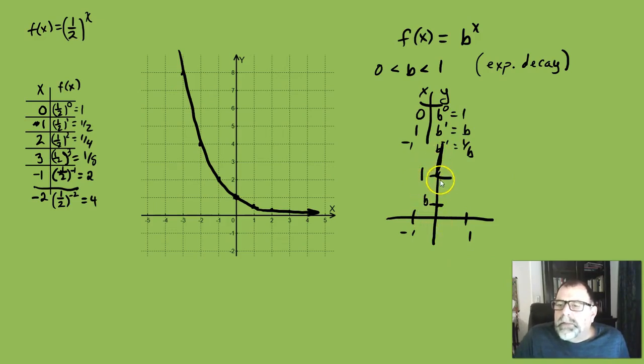So if we get 0, 1, 1, b, and then 1 over b is going to be up there somewhere. My table got in the way, but hopefully you get the idea. So it's going to have that shape, exponential decay.